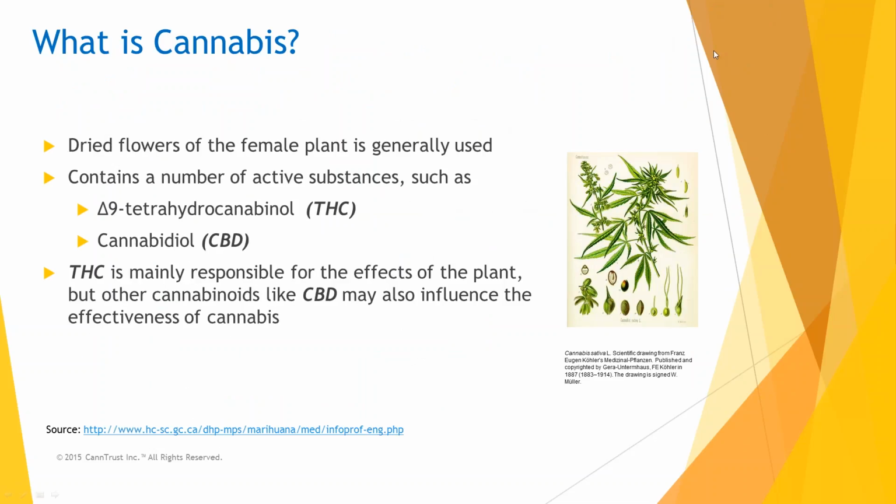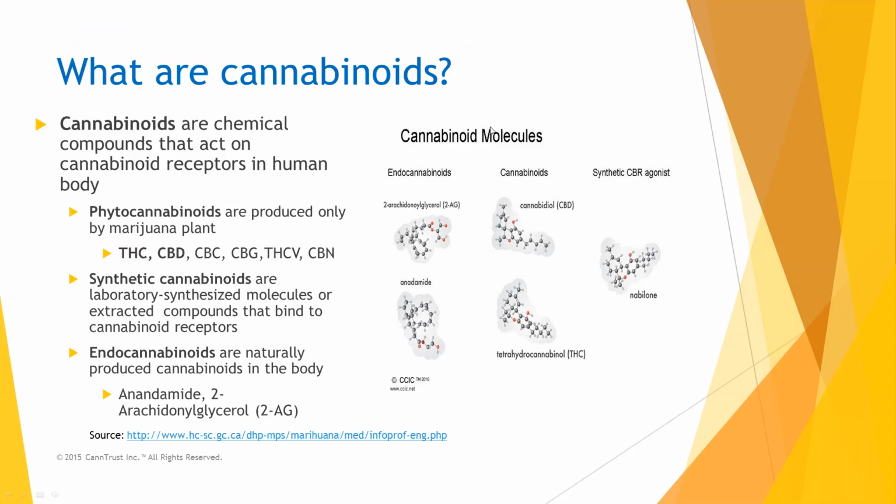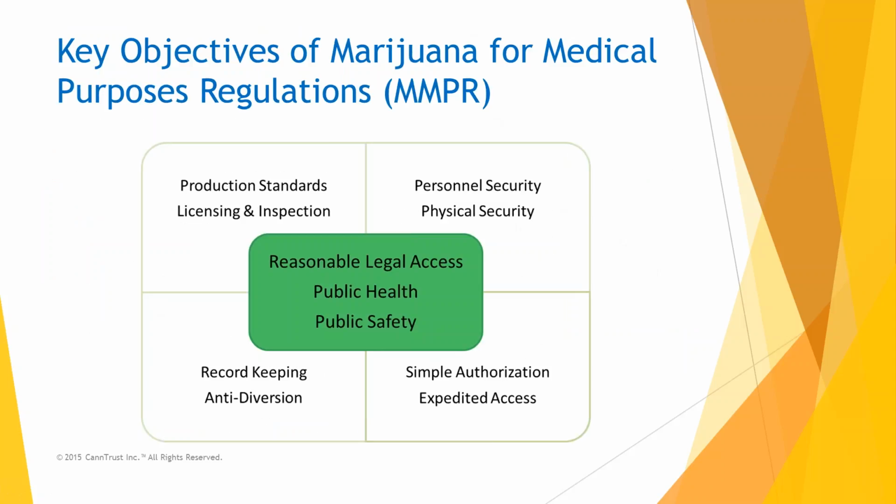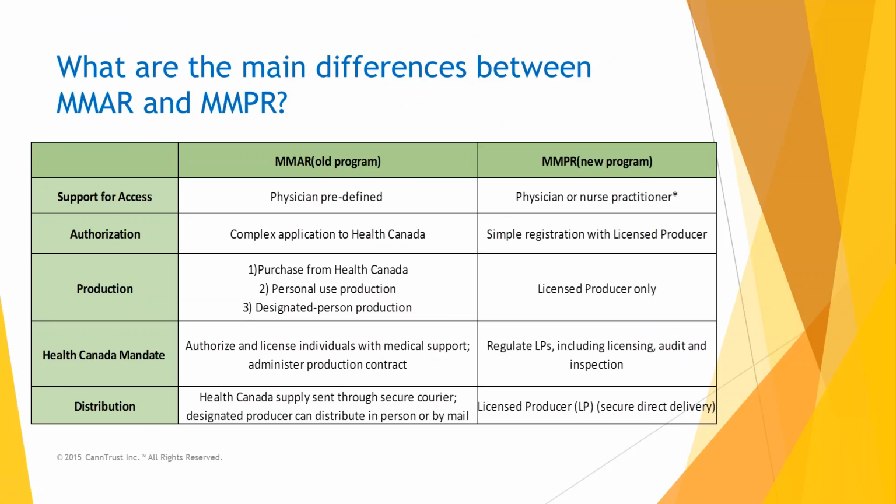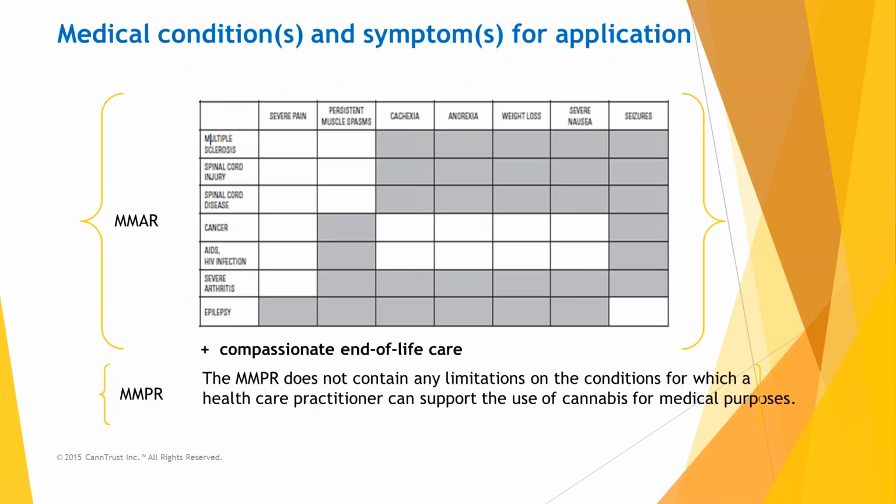Yeah, so this was when I talked about the cannabis and the origin, THC and CBD. The next slide, the discussion that I had about cannabinoids, the different 3 sources of cannabinoids, phytocannabinoids, synthetic cannabinoids, and endocannabinoids. And next slide was all the reasons for the new regulations, the principles, and different systems in place. Next slide was the differences between MMAR and MMPR. And now we are on the next slide.